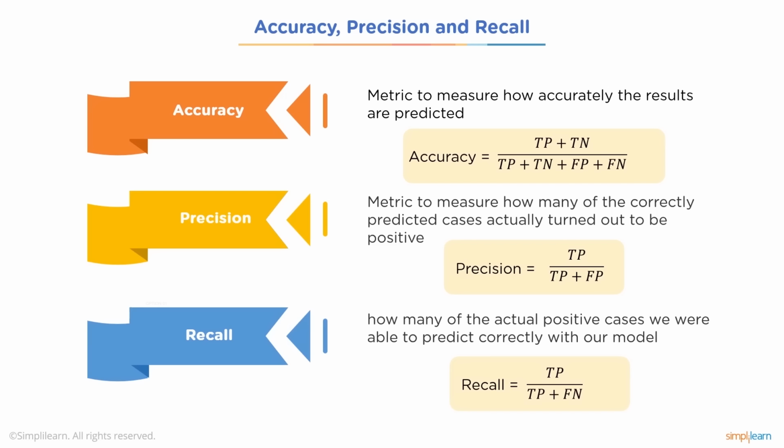You want that to be the center point, where you might have the opposite if you're dealing with cancer, where you want no false negatives. So this is your metric on here. Precision is your true positive over true positive plus false positive. And then your recall: how many of the actual positive cases we were able to predict correctly with our model. So it's true positive over true positive plus false negative.